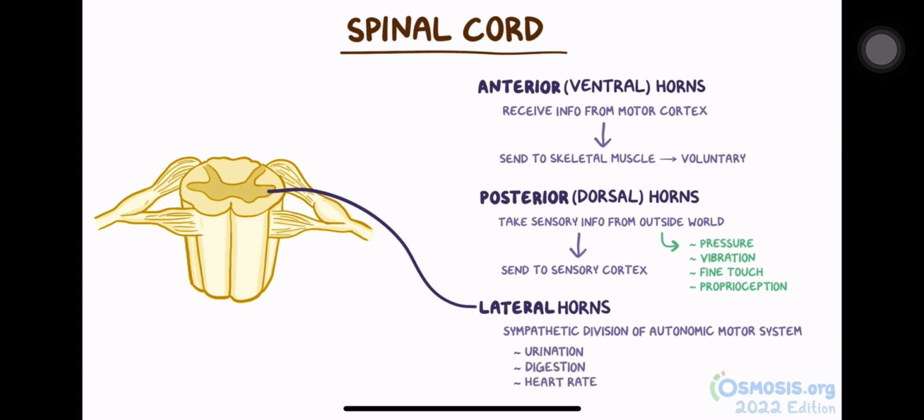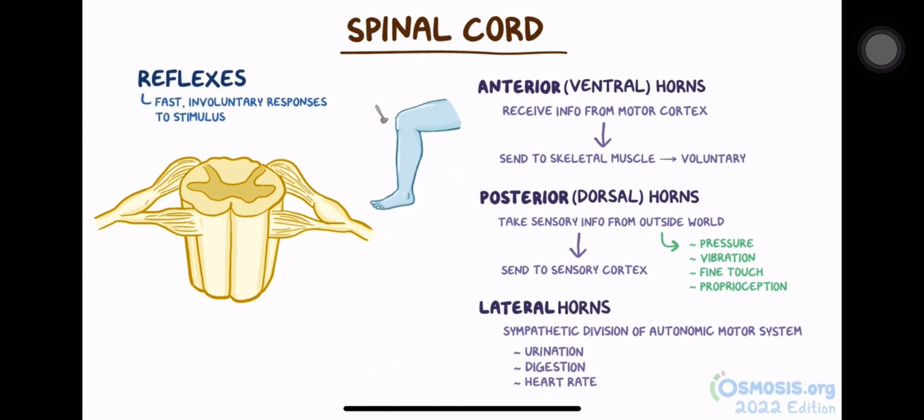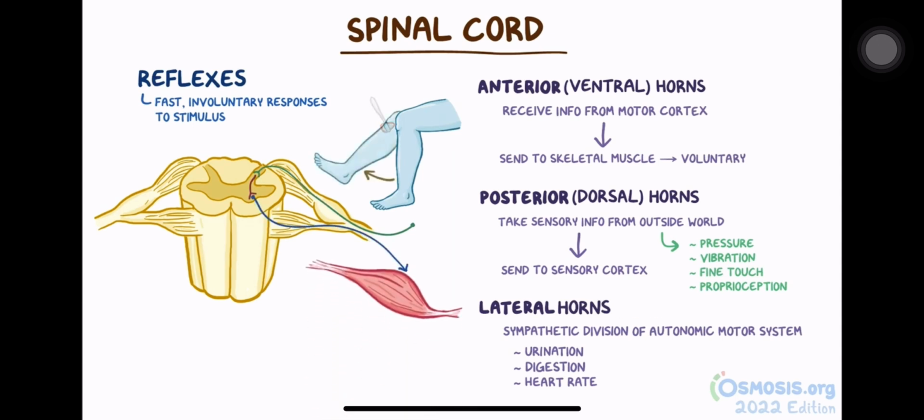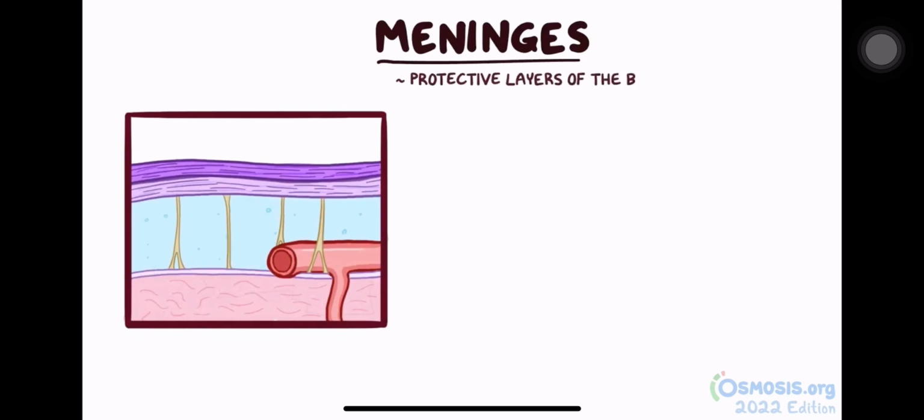These help regulate processes like urination, digestion, and heart rate. The spinal cord is responsible for coordinating reflexes, which are fast, involuntary responses to a stimulus, like getting banged on the knee with a hammer. The reason that's possible is that some sensory neurons synapse in the spinal cord instead of going up to the brain, and shorter distances means faster signals. Now, zooming in, the brain and spinal cord are covered by the meninges, which are three protective layers of the brain.